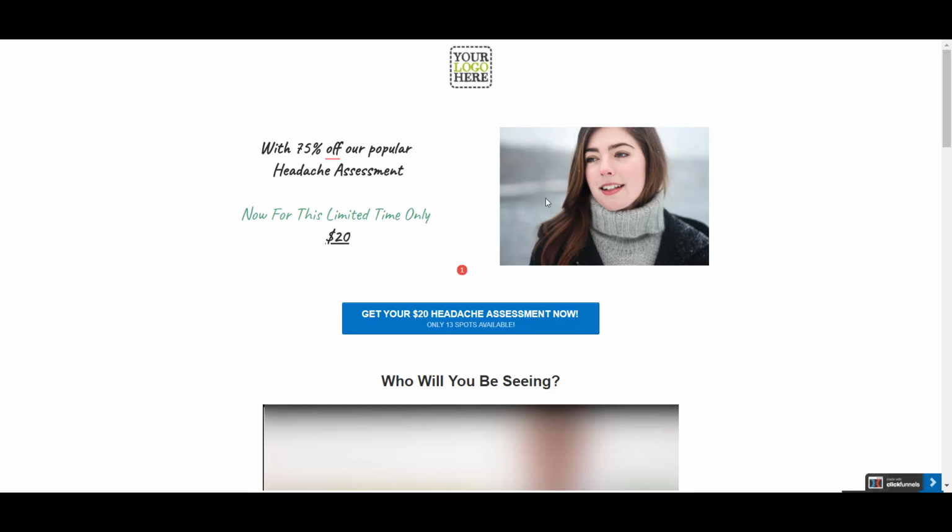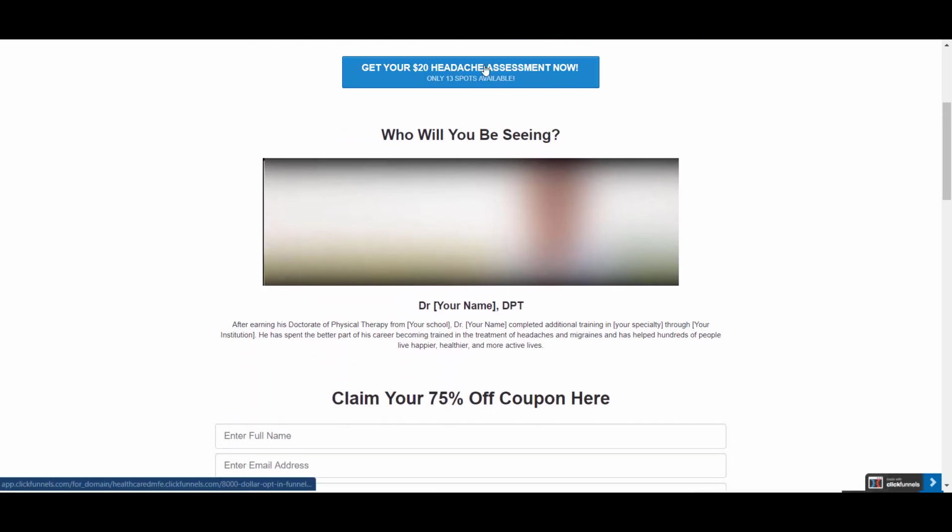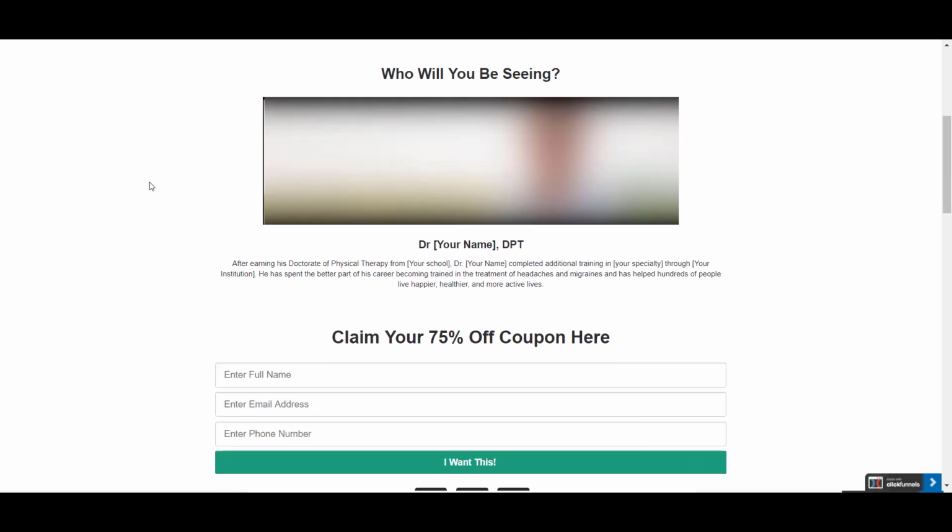So we start with our logo, what our offer is, 75% off our popular headache assessment, and a picture that's relevant to our target audience. For this clinic, we're looking to treat women in this demographic, so we put a picture of them. Then the button where they can actually opt in, and a little bit about who they're going to be seeing. We had some nice stock images, kind of headshot images of the actual treating therapist, a little bit about you, and maybe why they can trust you. We're just building trust here.